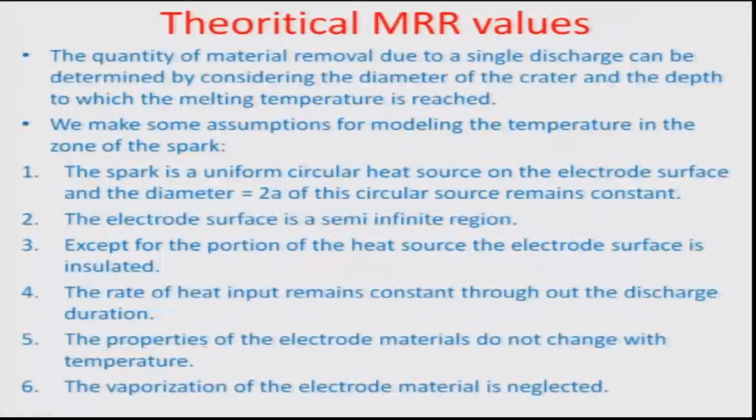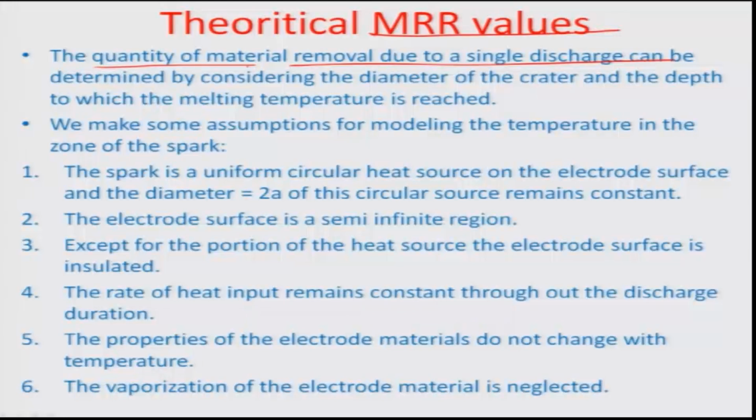Let us look at some understanding of how to generate the material removal rate values in an EDM process. The quantity of material which is removed due to a single discharge can be determined, and then you could multiply that with the spark frequency, so that you have an idea of how much material can be removed per unit time, and how one spark would contribute in terms of volume of material removed. So, such volume times the spark frequency, or the frequency at which this volume gets depleted, would give you an idea of the overall material removal rate.